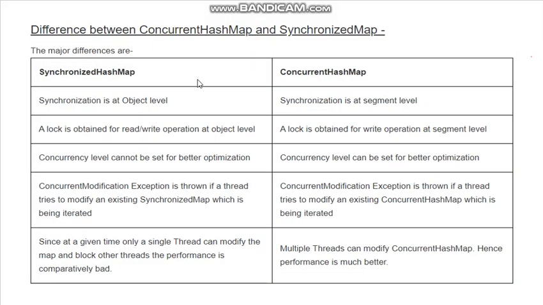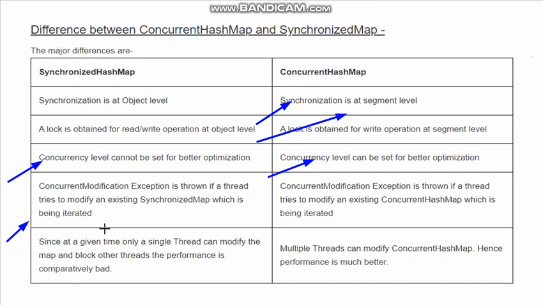Now we will check the difference between a synchronized HashMap and ConcurrentHashMap. Synchronized map is at object level. ConcurrentHashMap synchronization is at segment level. A lock is obtained for a read-write operation at object level, while in ConcurrentHashMap it is only for write operations, and only at segment level. In synchronized map, the concurrency level cannot be set for better optimization. In ConcurrentHashMap, it can be set for better optimization.